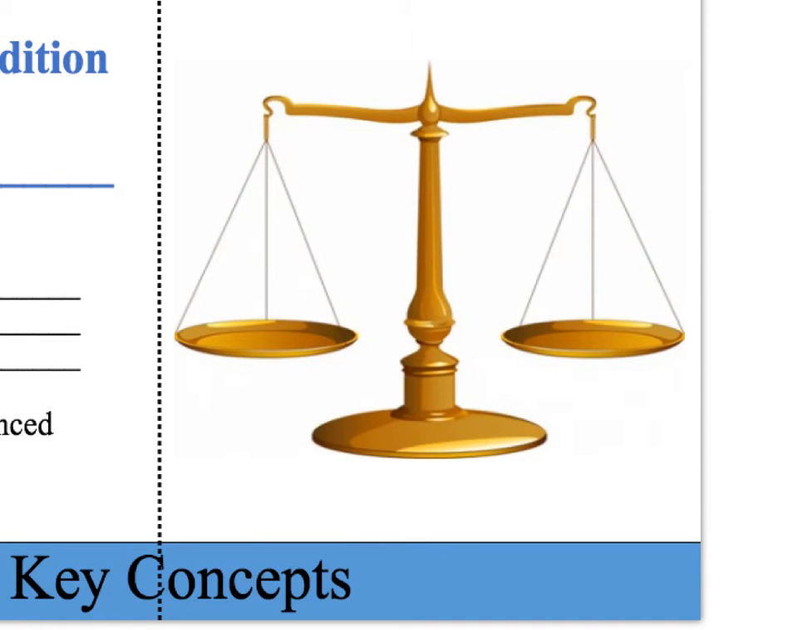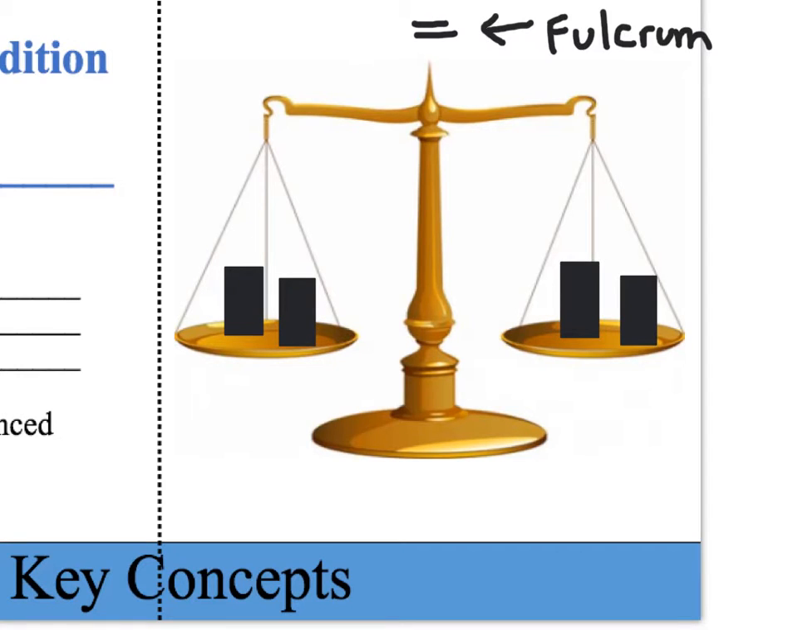So speaking of balancing, let's take a look at this scale. I want you to think of the center of this scale as the equal sign. We also call this the fulcrum. To make sure that our scale is balanced, we have to make sure that equal amounts of objects are on both sides of this scale. Right now, this scale is balanced because both sides each have 2 blocks.